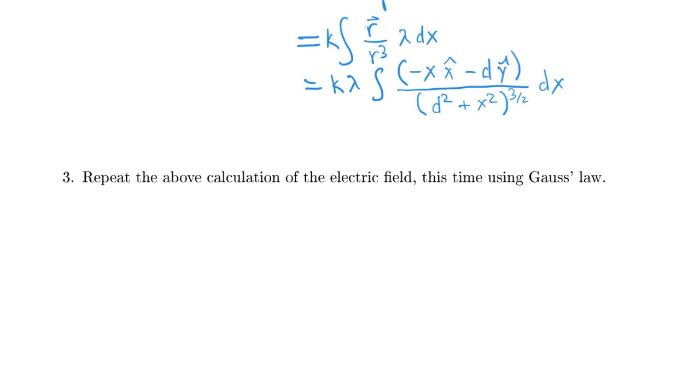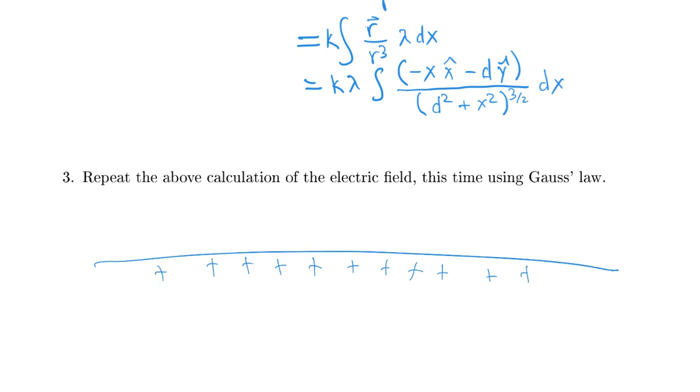The next part of the problem is saying repeat the calculation except use Gauss's law, which is going to be so much easier. So again, what we have is our line charge. This is our line charge with all of our little pluses on it, the exact same one as above. Assume that the pluses are equally spaced because it's a uniform lambda charge, so the same amount of charge per distance in that x direction that we care about.